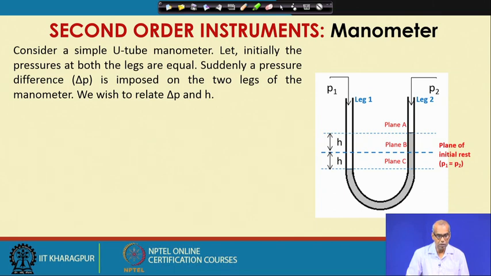Let initially the pressure at both the legs be equal. So, initially you will have this as the plane of initial rest. Suddenly a pressure difference delta P is imposed on the two legs of the manometer. So, now there will be a difference of manometer liquid level, that is the output of the manometer, and that is this 2h or h around the plane of initial rest.